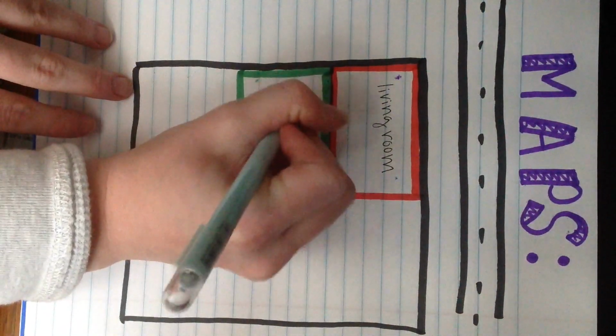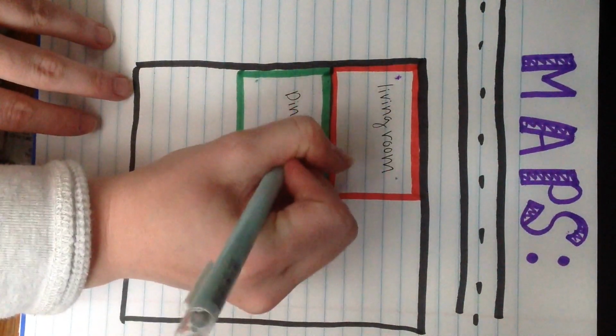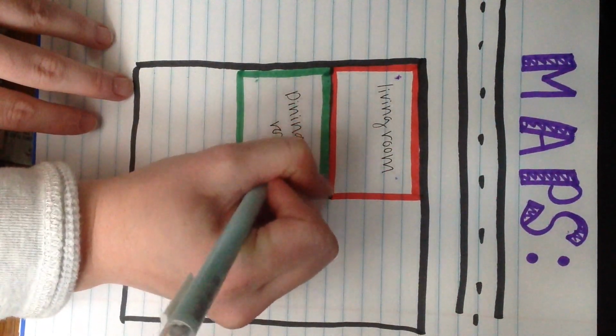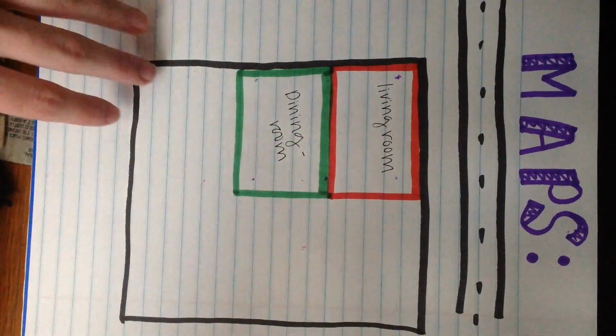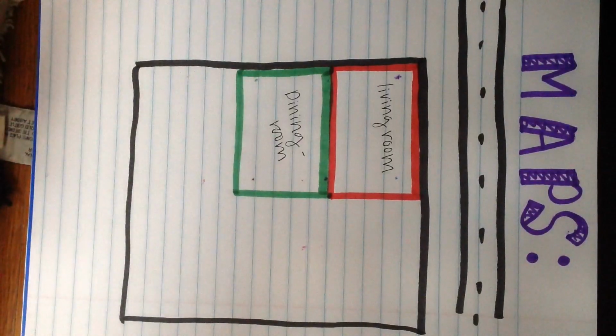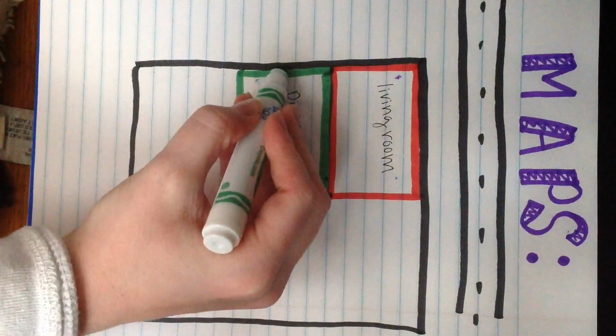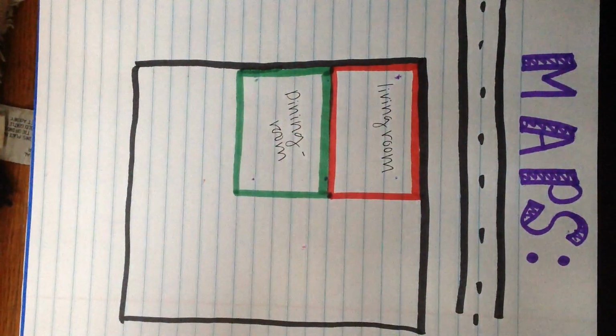So this is going to be our dining room. Technically, this is where you eat food with your family, but we like to eat in front of the TV, so that's fine. Whatever y'all like to do. You may not even know you had a dining room. So we're going to have that as green.